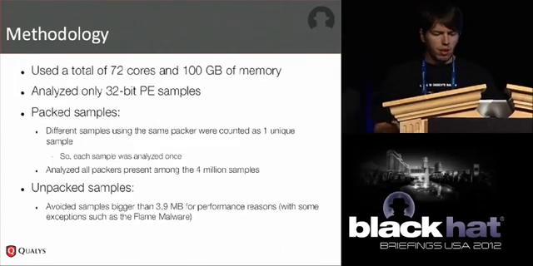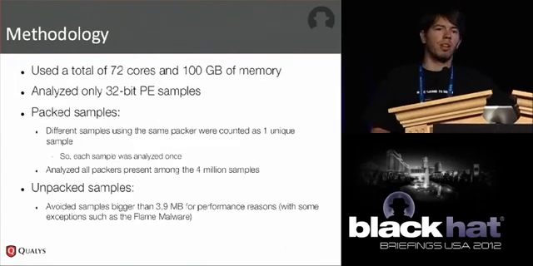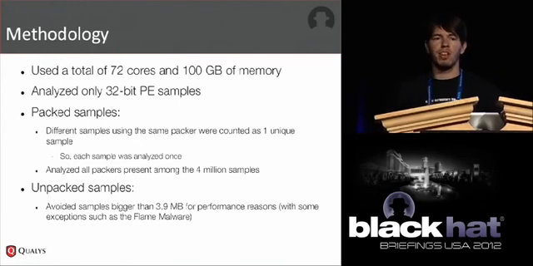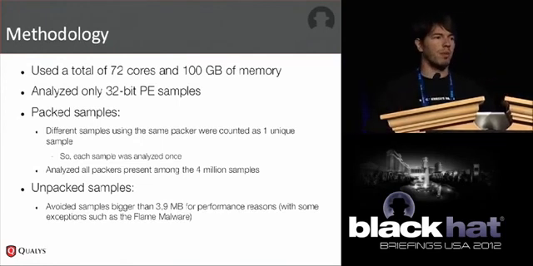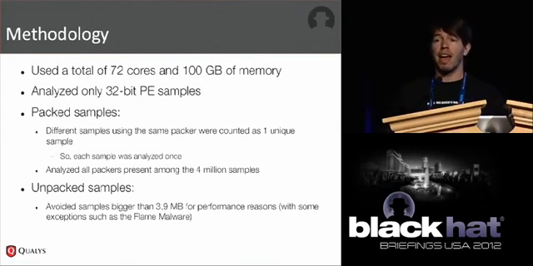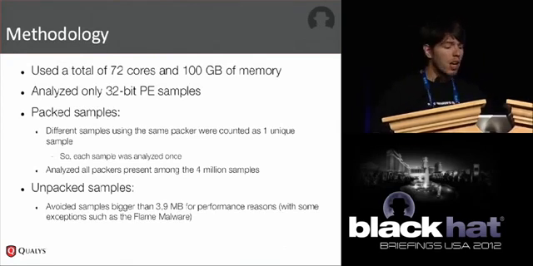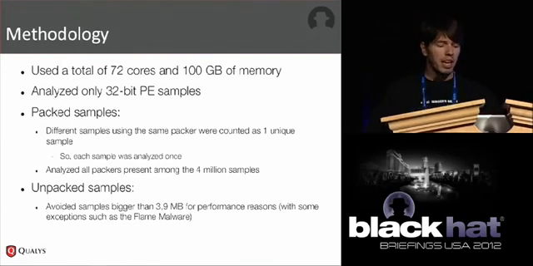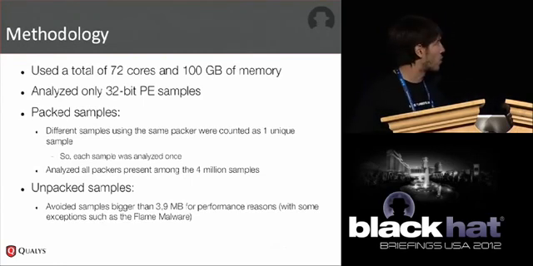Okay, guys. As you probably noted, there is much more about the system that we use. In this research, we focused on the static analysis and on the protection mechanisms of the malware samples. For that, we used 72 cores in different machines, of course, 100 gigs of memory, and we analyzed only 32-bit PE files. That's what we covered in this talk.